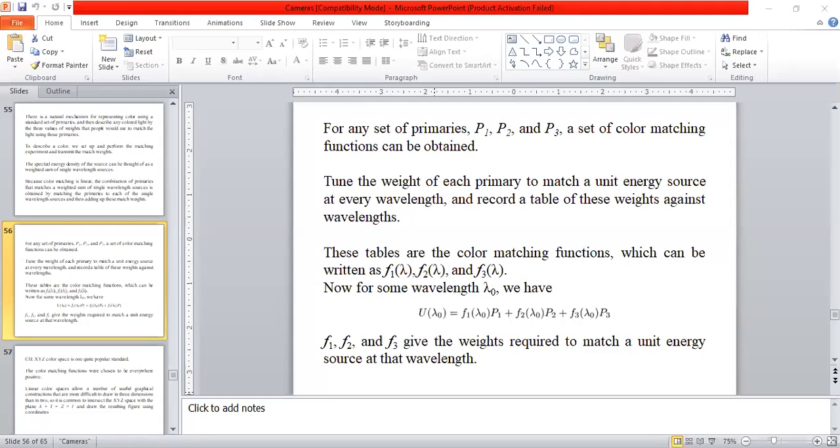People usually record all this information in a table. For example, we start from some random initial weights W1, W2, W3, and iteratively tune these weight values so that we match the test light. All these different values of W1, W2, W3 and their corresponding wavelengths of the light, we record in a table. These tables are the color matching functions.